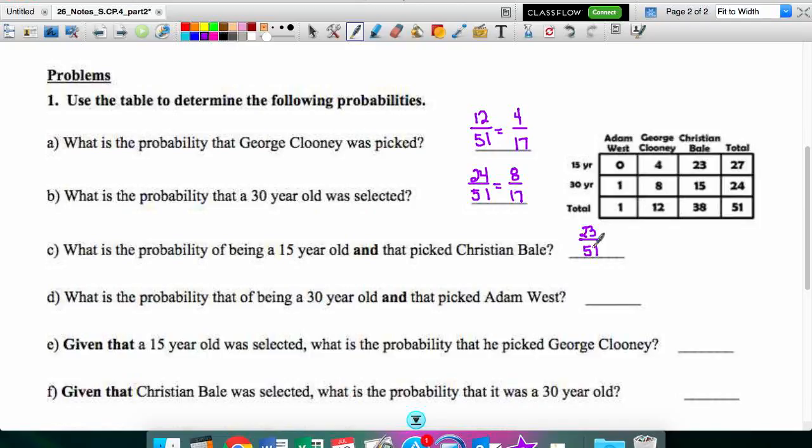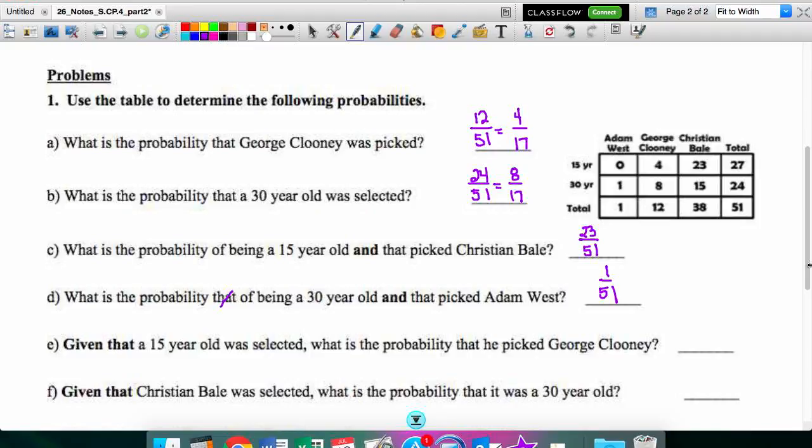D, what is the probability that, this is not correct the way it's worded. What is the probability of being a 30-year-old that picked Adam West? All right, so 30-year-old Adam West is 1, so that would be a 1 out of 51.